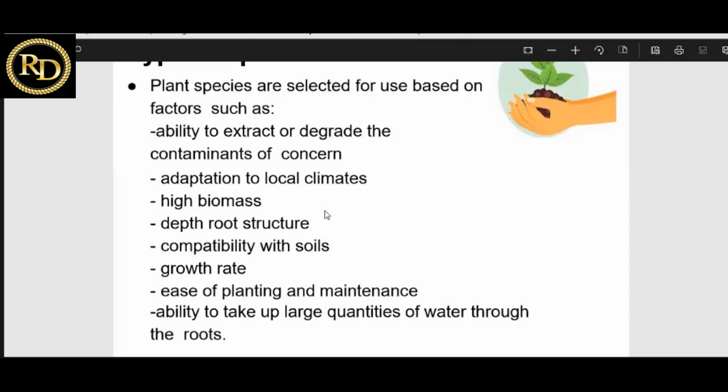Now, deep root structure. Suppose you are interested in rhizofiltration purpose. Okay, then you should go for the deep root structure. It is good for maximum remediation purpose. Now, compatibility with the soil. Suppose the soil and the plant are compatible. If it is okay, then their roots can do their work very effectively. Otherwise, not. And one thing is the growth rate.